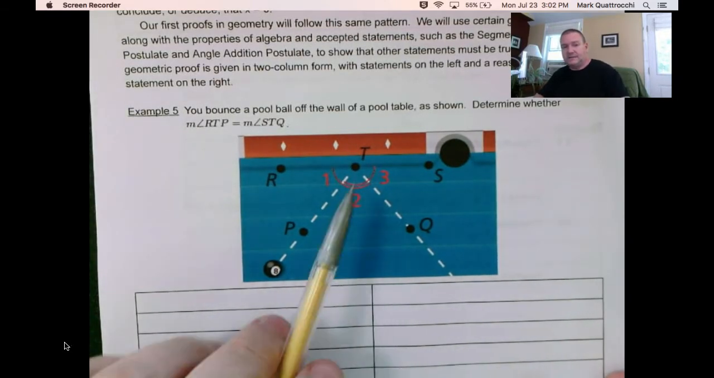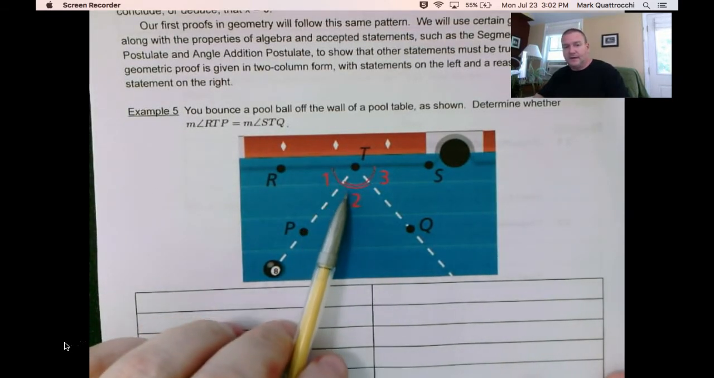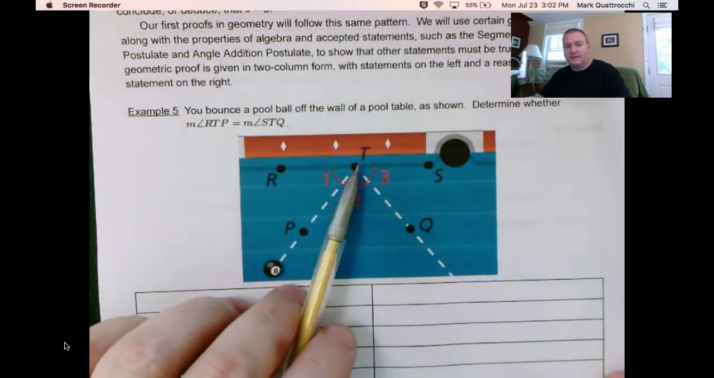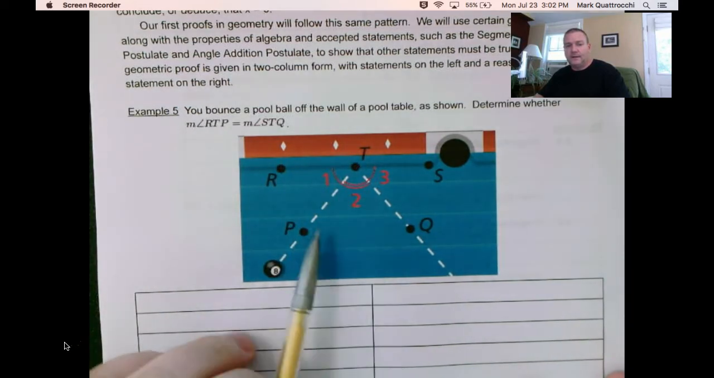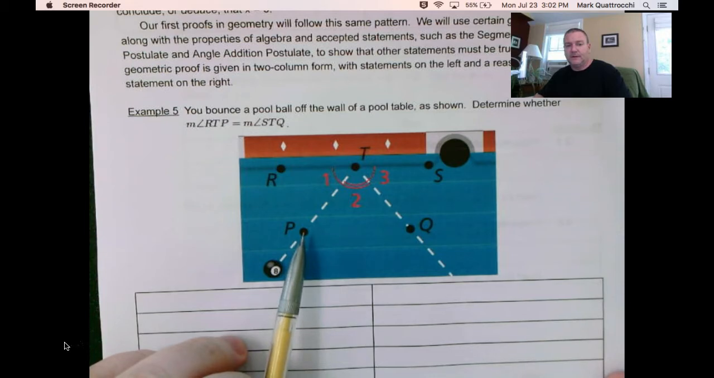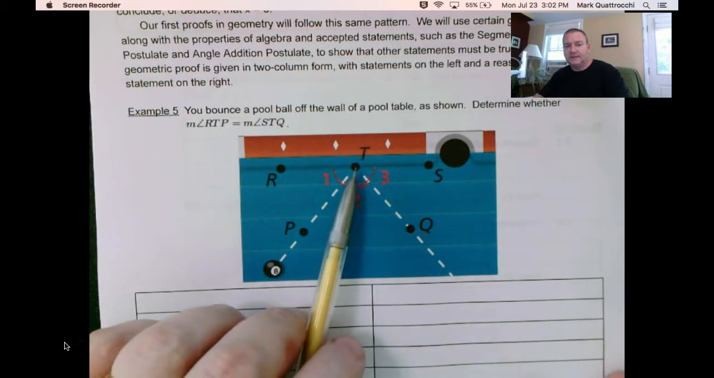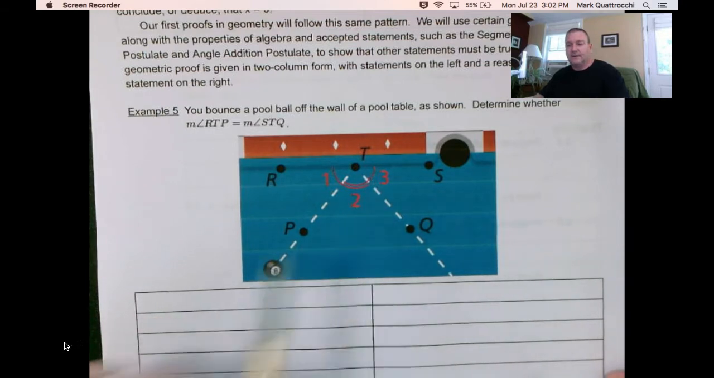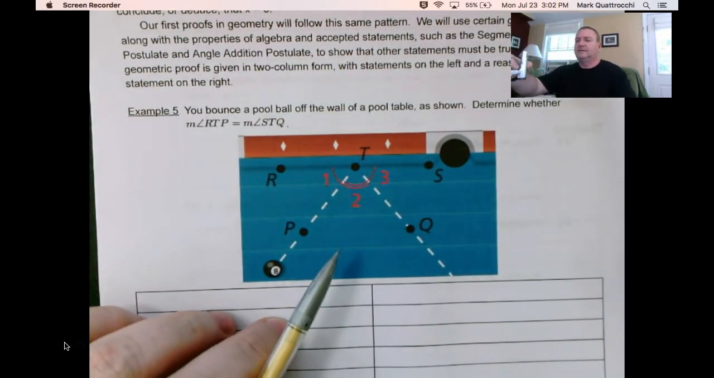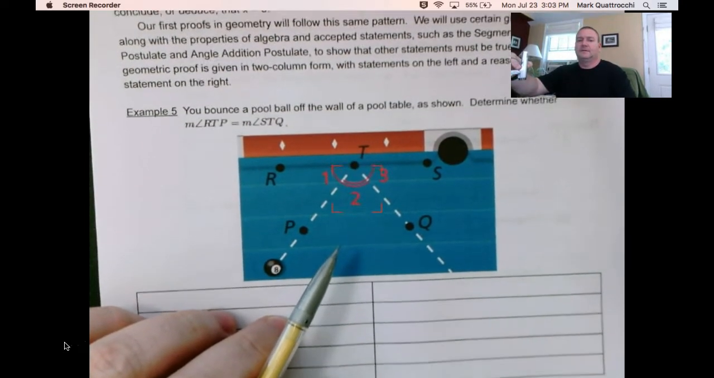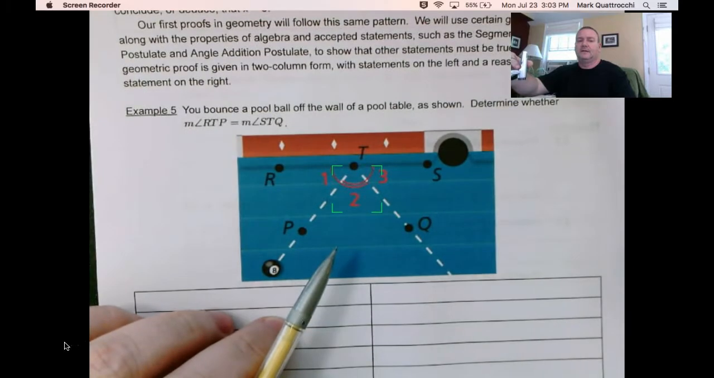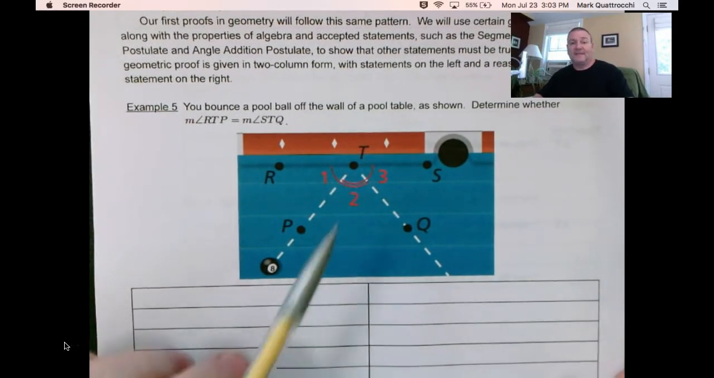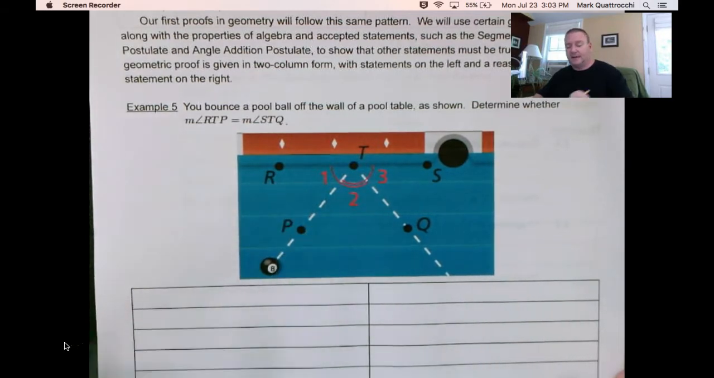What you might not see in the diagram, this arc here indicates that angle RTQ is congruent to the same measure of angle PTS, because that PTS also has an arc here. So it's a little hard to see it. Let's see if I can get a better focus here. About the same. So that's given information in the diagram.